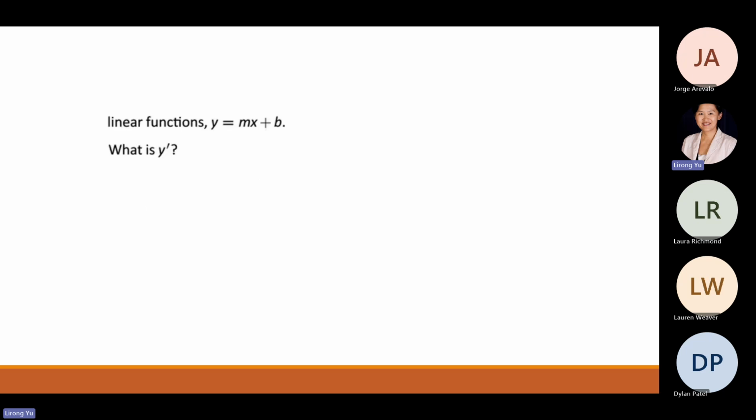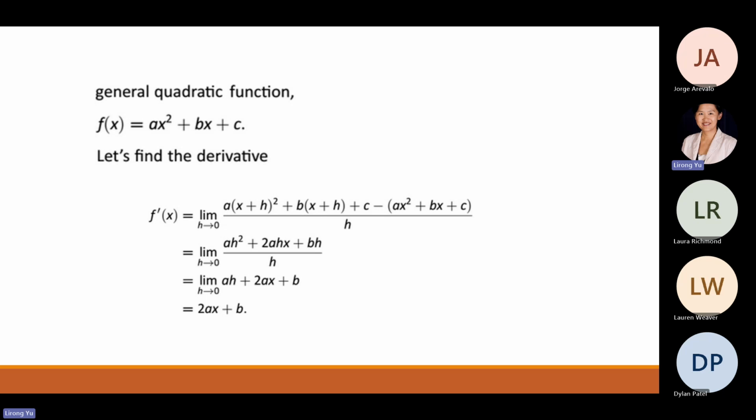And then what about other functions, right? One of these we already mentioned: if you have the equation of a line, y equals mx plus b, what is y prime? y prime equals m. So the slope is the derivative. That's the one we already tried.